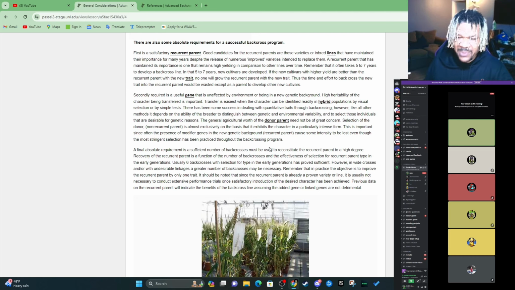Final absolute requirement is that a sufficient number of backcrosses must be used to reconstitute the recurrent parent to a high degree. Recovery of the recurrent parent is a function of the number of backcrosses and the effectiveness of selection for recurrent parent type in the early generations. Usually six backcrosses with selection for type in the early generations has proved sufficient. However, in wide crosses and or with undesirable linkages, a greater number of backcrosses may be necessary. Remember that in practice, the objective is to improve the recurrent parent by only one trait.